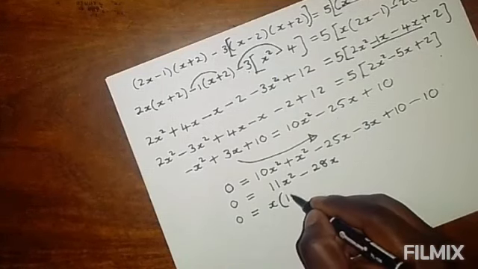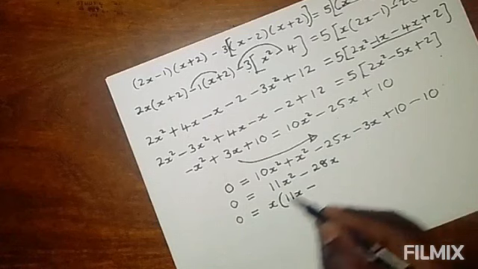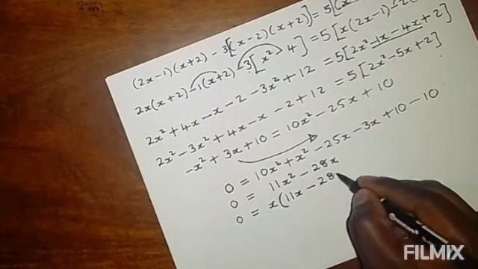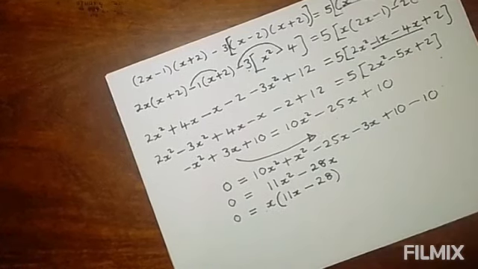x into 11x squared, you get 11x. Then x into minus 28x, you'll be left with negative 28. I hope you are listening.